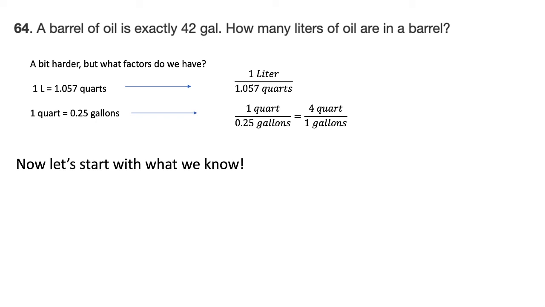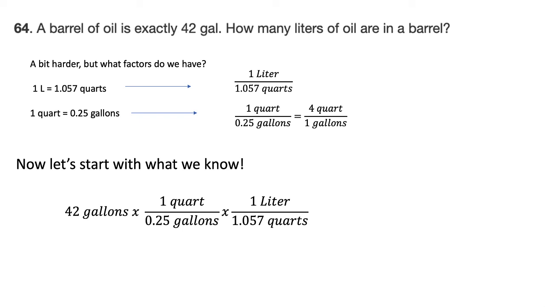And so from here, what we want to do is start with what we know to get to what we want, right? What we know is we start with 42 gallons. We need to go away from gallons, and the unit that we can convert from gallons into is quarts. So let's go ahead and apply that conversion. And once we have quarts, we actually have the final conversion, which gets us to liters. And so we can convert from quarts to liters that way, giving us the final value of 159 liters.